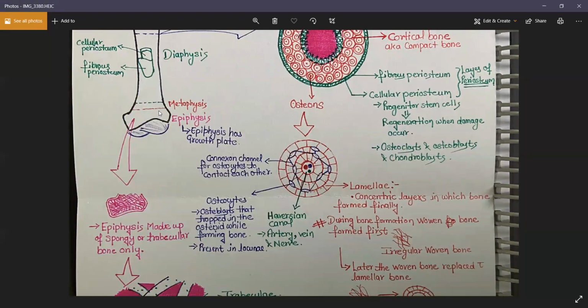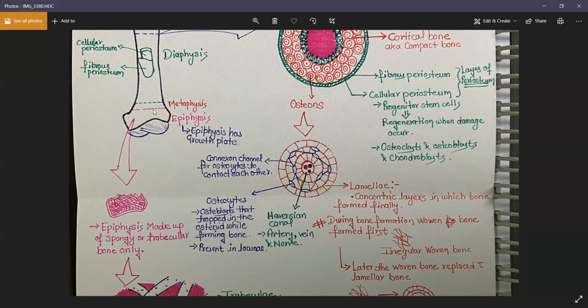And this epiphysis has the growth plate in between the metaphysis and the epiphysis. At the junction of these two parts, I have the epiphyseal growth plate, or you can say the metaphyseal growth plate. Both names are correct, right? And that's where the actual growth of my bone happens, right?